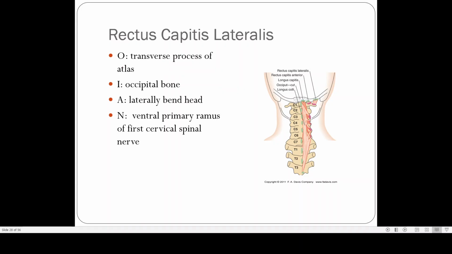Rectus capitis lateralis is that most lateral muscle. Again, not a very big muscle. Transverse process of C1 up to the occipital bone, and it's going to laterally bend the head on C1. The innervation is coming from the ventral primary rami, the first nerve root.